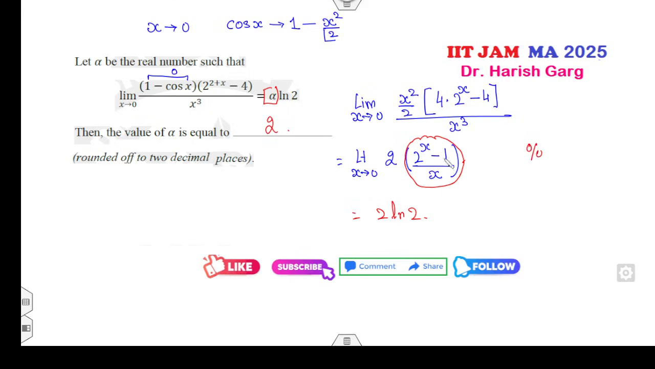It is a 0 by 0 form. Fine. You can apply the L'Hopital rule: derivative of the numerator divided by derivative of the denominator. Now you can take x approaches 0. So what will happen? 2 raised to power 0 is 1. Answer is again 2 ln 2. 2 is my right answer.